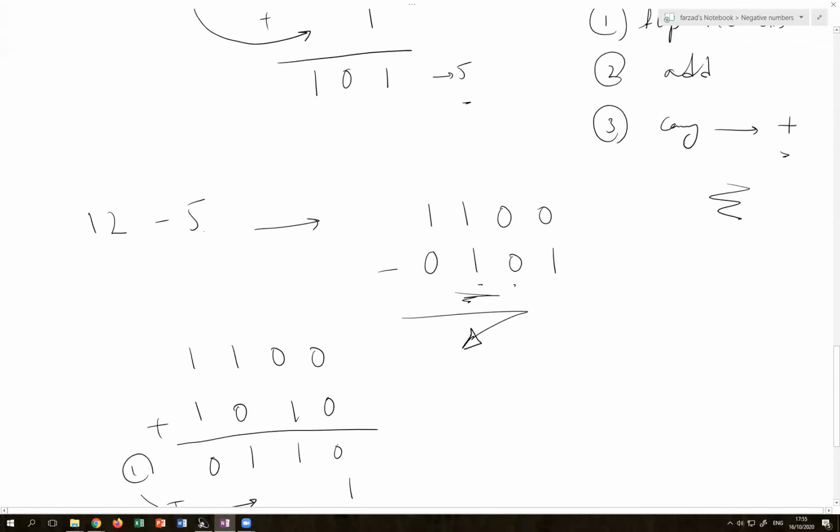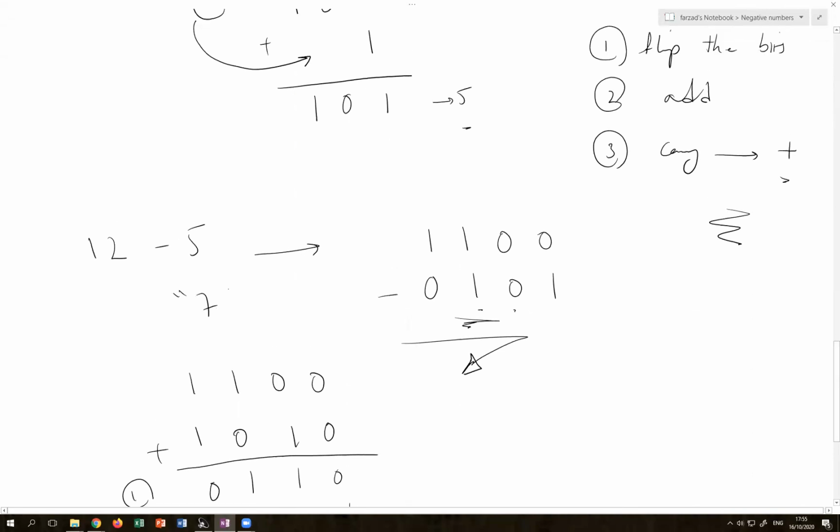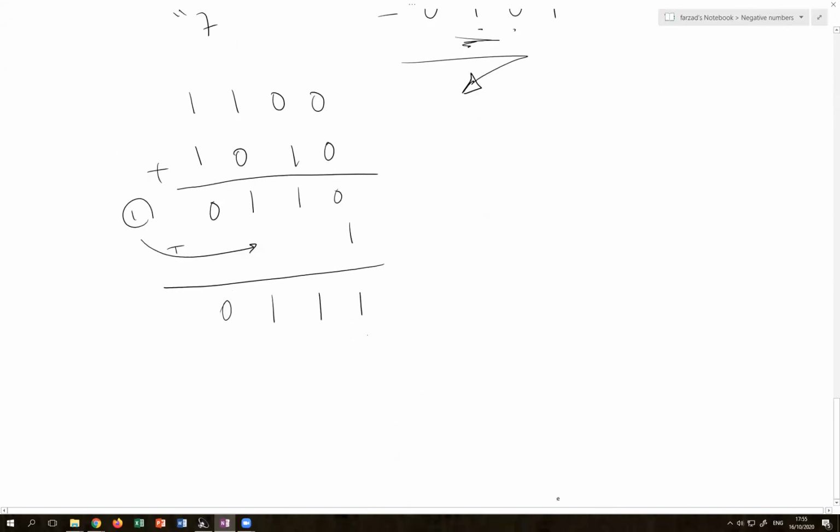So, 12 minus 5 is 7. Let's see whether we got 7 or not. Is this 7? Yes, this is 7. 1 plus 2 plus 4 is 7. So as you see, guys, this is the same technique to get the 7. So, the next one.